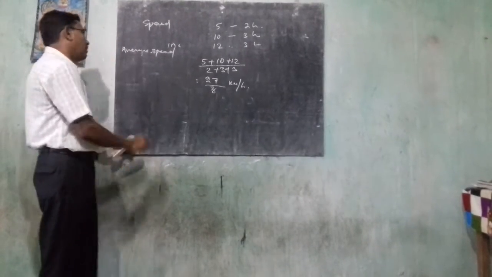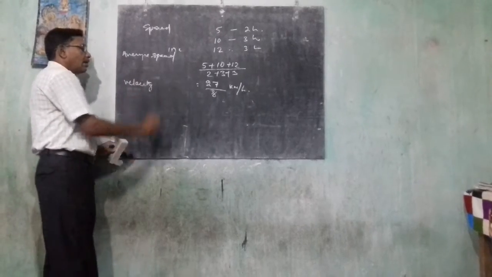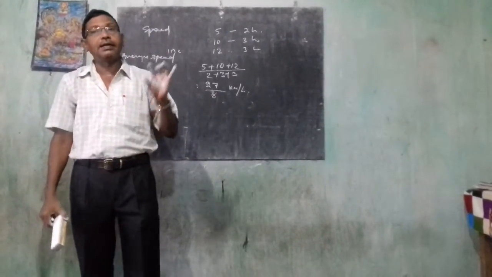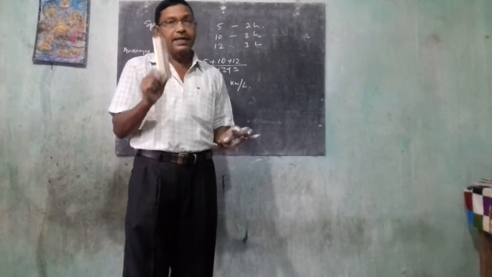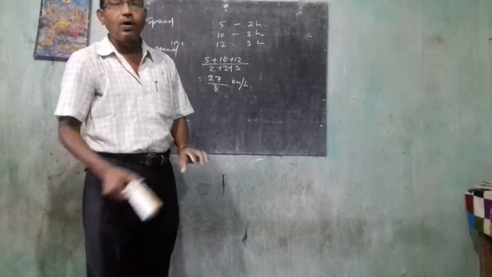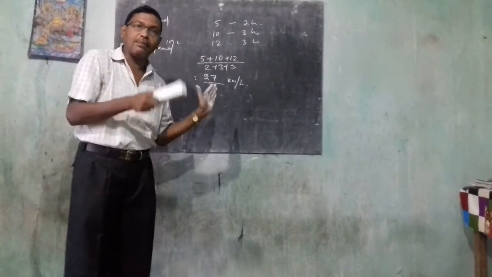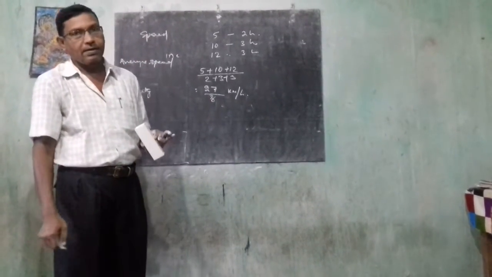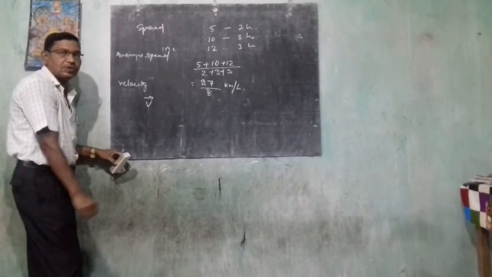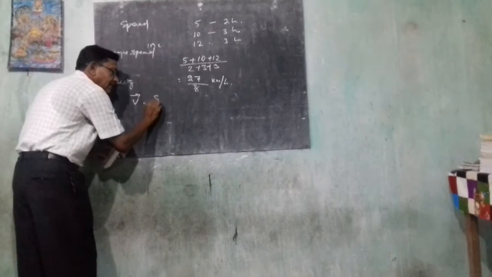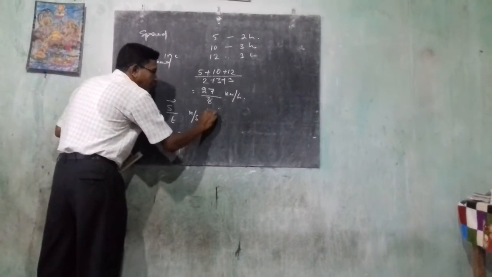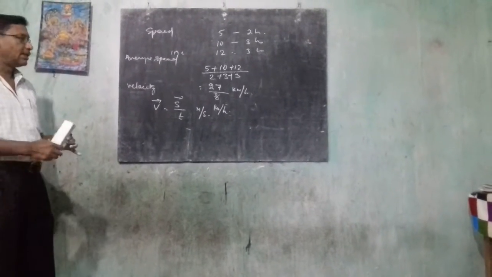Now we study velocity. Speed and velocity have similar definitions but are slightly different. For speed, we say the object covers a distance in an interval of time, but for velocity, the object covers a distance in an interval of time in a fixed direction. For example, an object moves in the east direction at 20 km per hour. The formula is the same, distance by time, but for velocity V we put an arrow mark because direction is included. The SI unit is also the same, meter per second and kilometer per hour. Okay, this is our velocity.